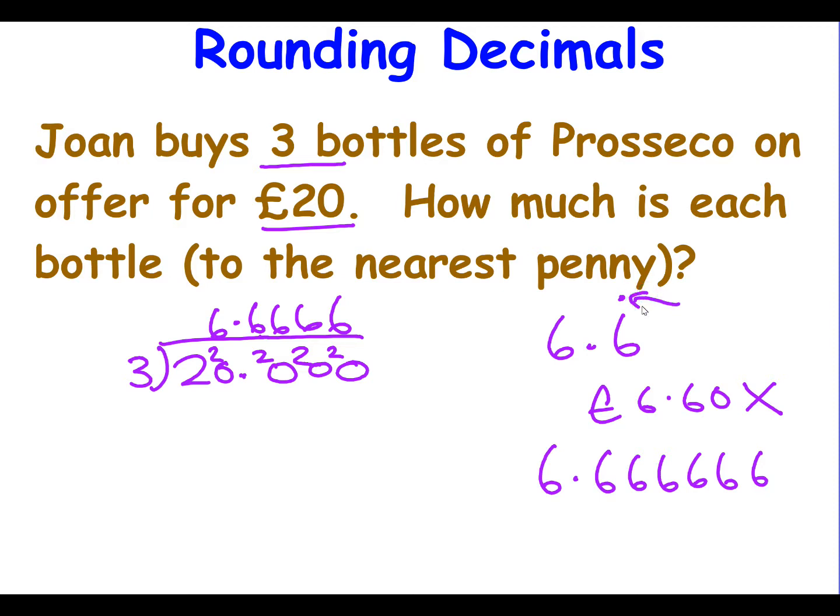So if we were going to round this to money, we're interested in pennies, look at the next one along. And you can see that because it's followed by a 6, we have to round it up. So £20 divided by 3 to the nearest penny is £6.67. So this is something to understand and keep an eye out for on calculators.